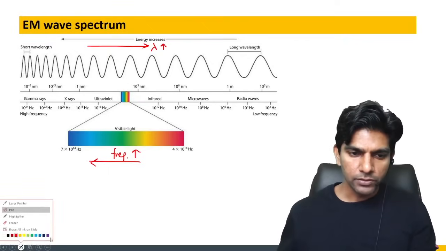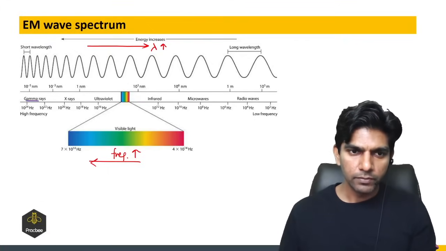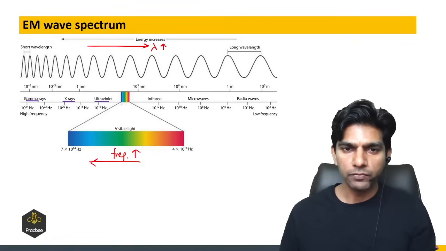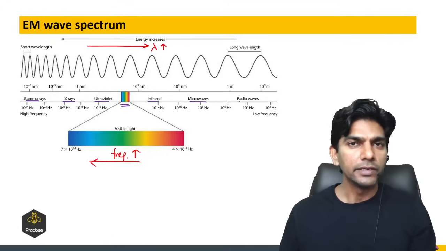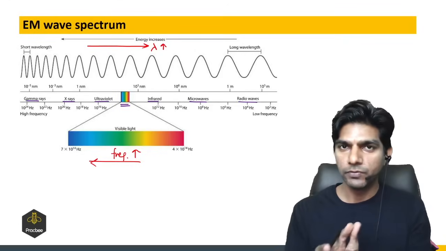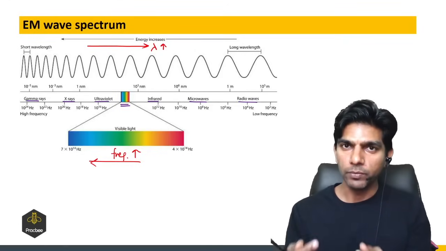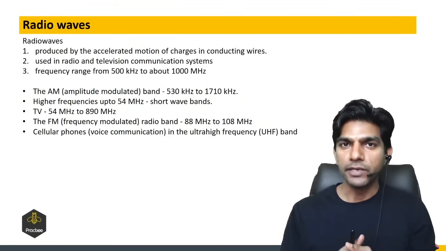So do remember this. First we have gamma, then X-rays, in the order of increasing wavelength, then ultraviolet, then the visible spectrum, then infrared, then microwave, then radio wave. So do remember these different types of radiation. Now we're going to study these different radiation one by one. So let's start with the radio wave.